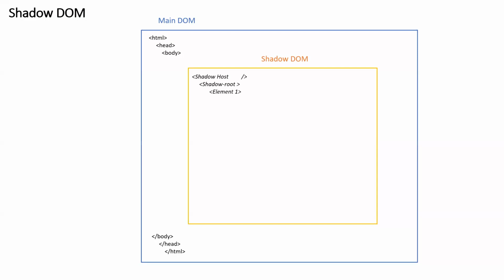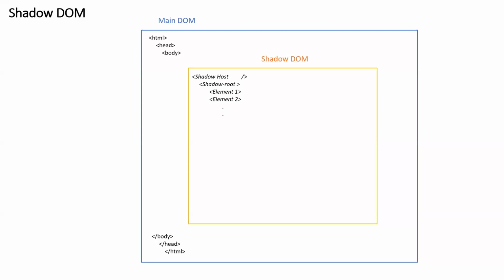And underneath it, we have the elements, element 1, element 2, and so on. These elements could be an anchor tag, input, div tag, anything, any element underneath the shadow root. So this is what we call one structure, one shadow host, or one shadow tree.